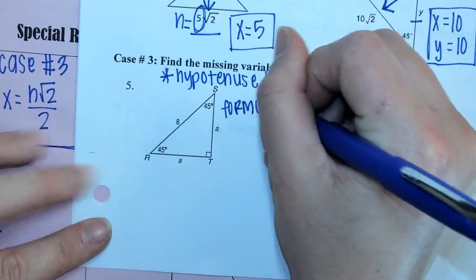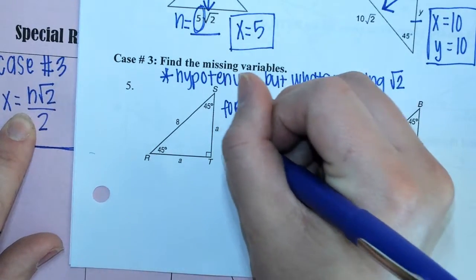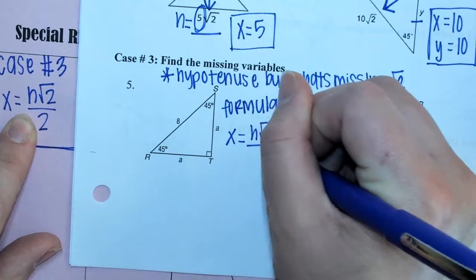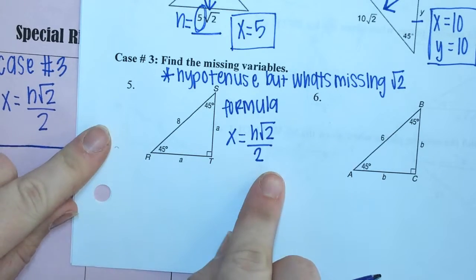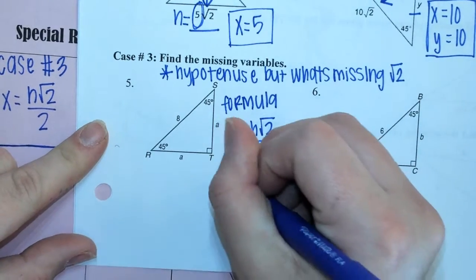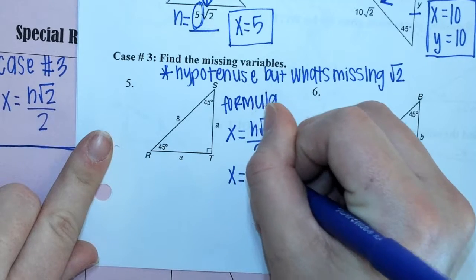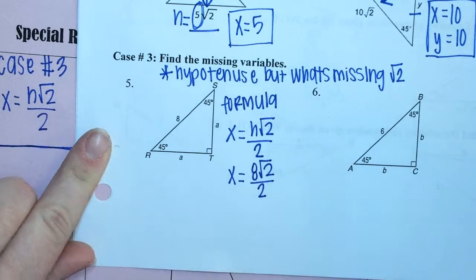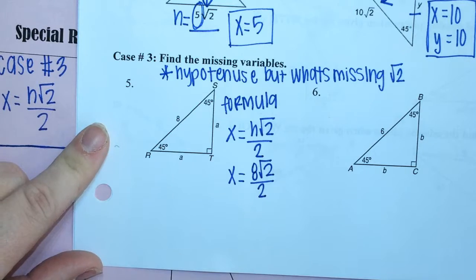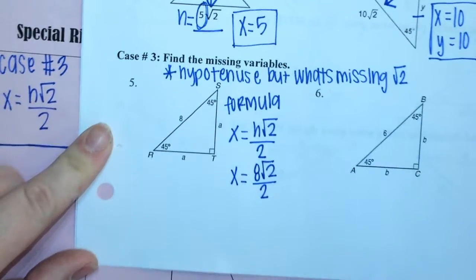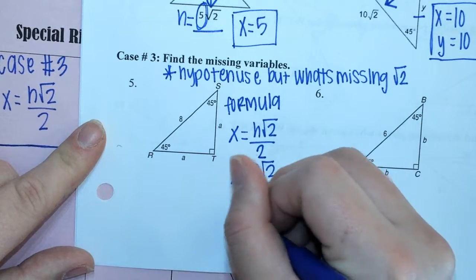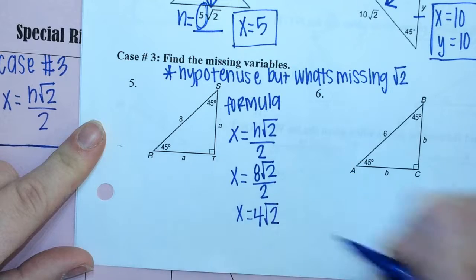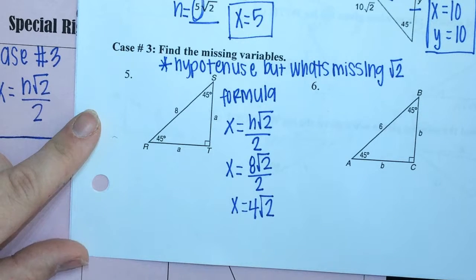So we're going to look for our formula. Let's write it down. X is equal to h square root of 2 divided by 2. So you actually just take your hypotenuse and plug it in for h. So x is equal to 8 square root of 2 divided by 2. Now don't plug this in your calculator. Just simplify. What's 8 divided by 2? 4. And you have 4 square root of 2. That's your answer. That's it. That's easy.